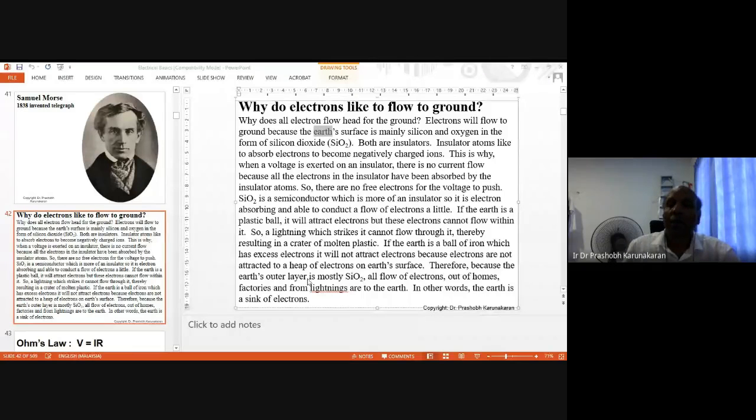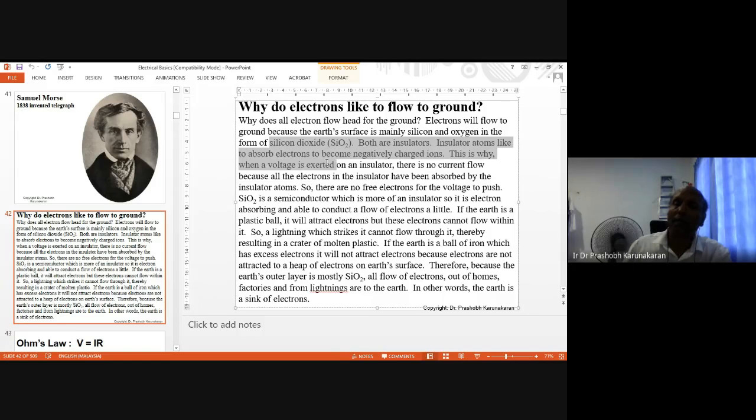So you can take a print screen of this. Why does electron flow to the ground? Electron will flow to the ground because the Earth's surface is mainly silicon and oxygen in the form of SiO2. Both are insulators. Insulator atoms like to absorb electrons to become negatively charged ions.